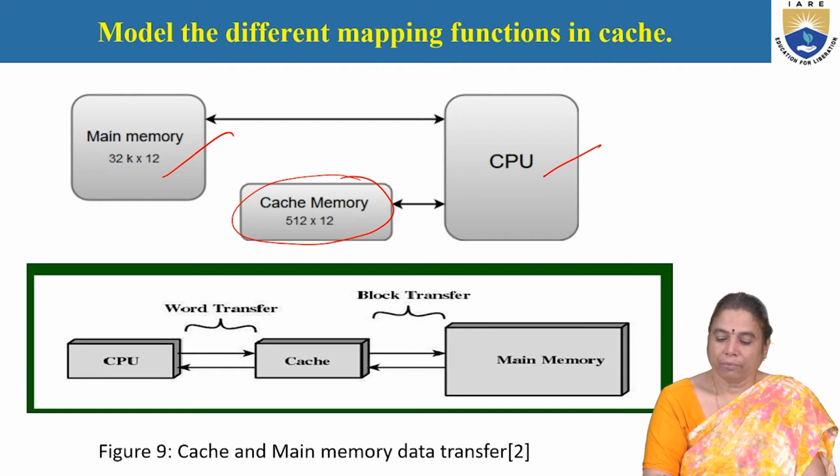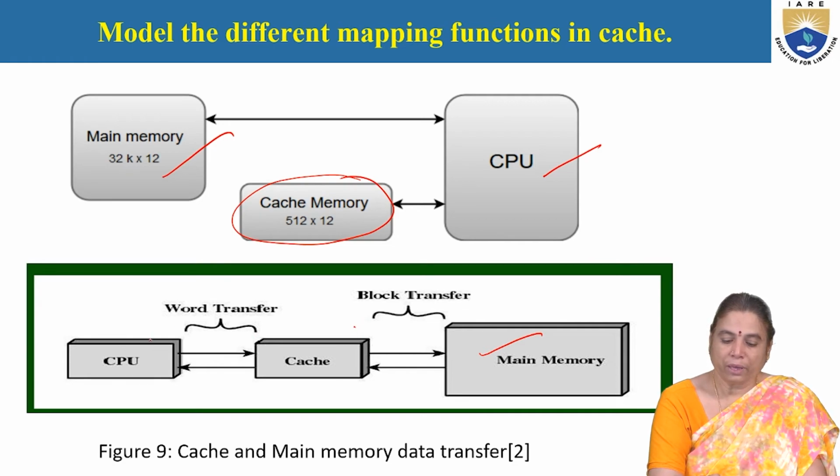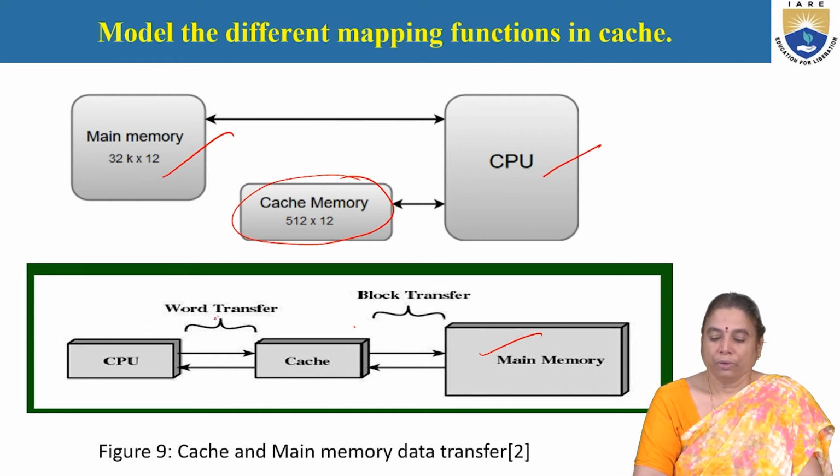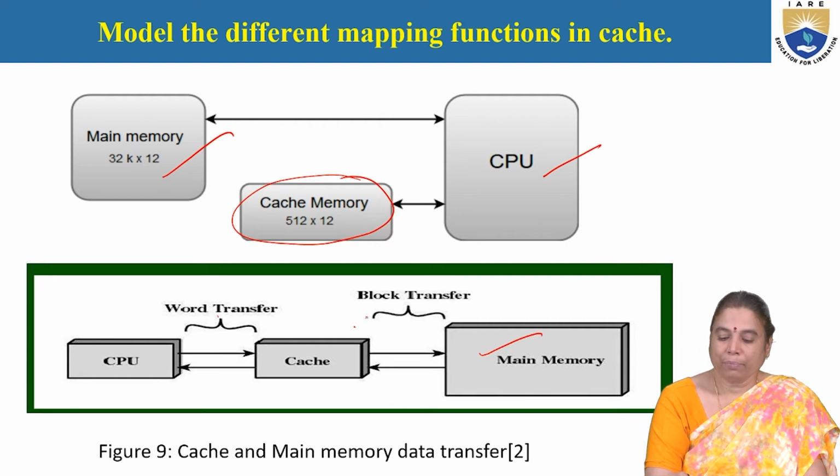From the main memory, a block of data is transmitted to the cache, and from the cache to the CPU, a word of data is transmitted. So there is a need for a mapping function to map the block transfer from main memory to cache and the word transfer from cache to CPU.